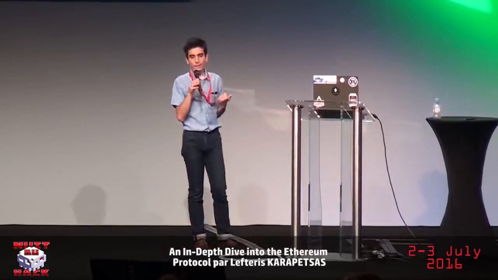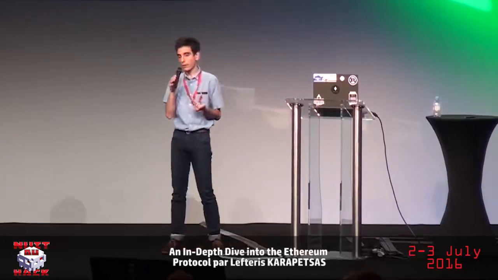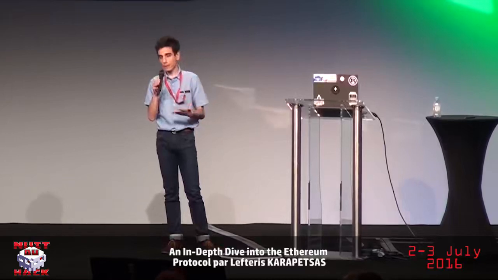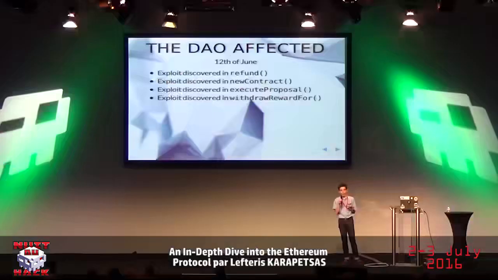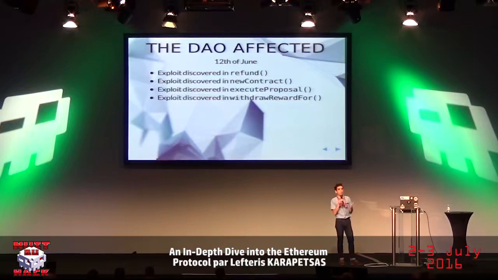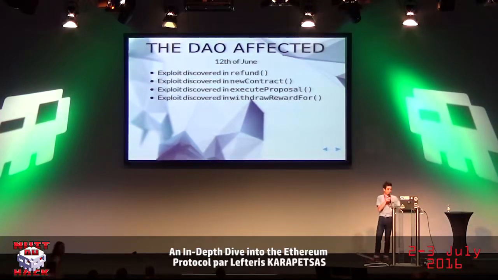But then we discovered the same exploit in the execute proposal and withdraw reward for functions, at which point we understood that the DAO should stop any operations and start an upgrade process. Unfortunately, as you may remember, I said that the upgrade process itself is also a proposal, so it will also take 14 days to complete. So we had 14 days from the 12th of June to come up with a new code, make a proposal, and vote on it, and essentially upgrade the DAO. It would be nice if we had enough time, but unfortunately we didn't.